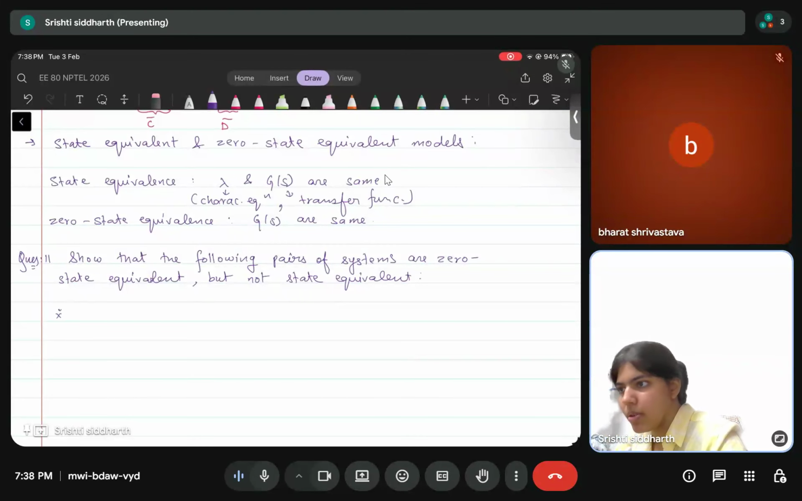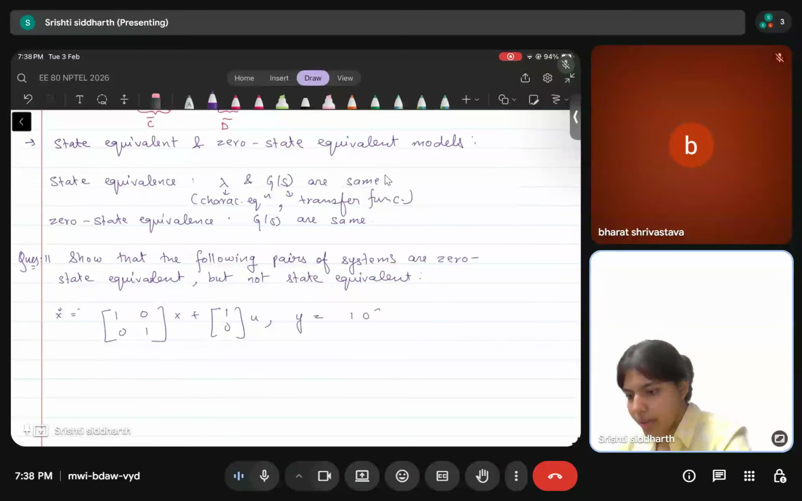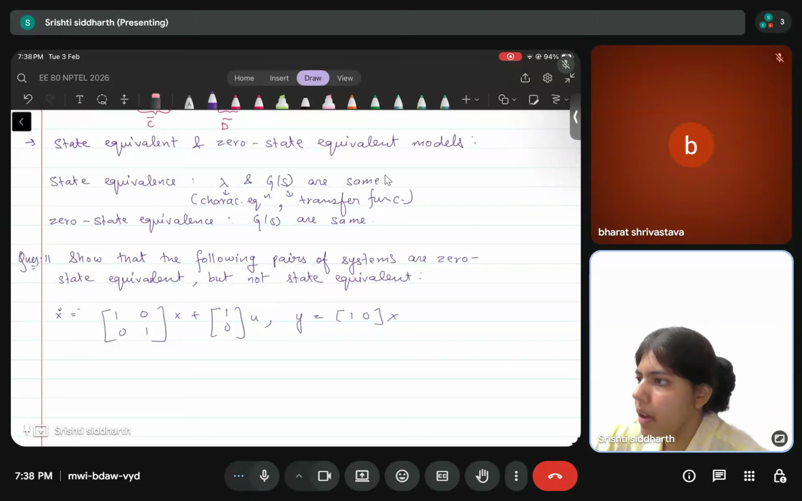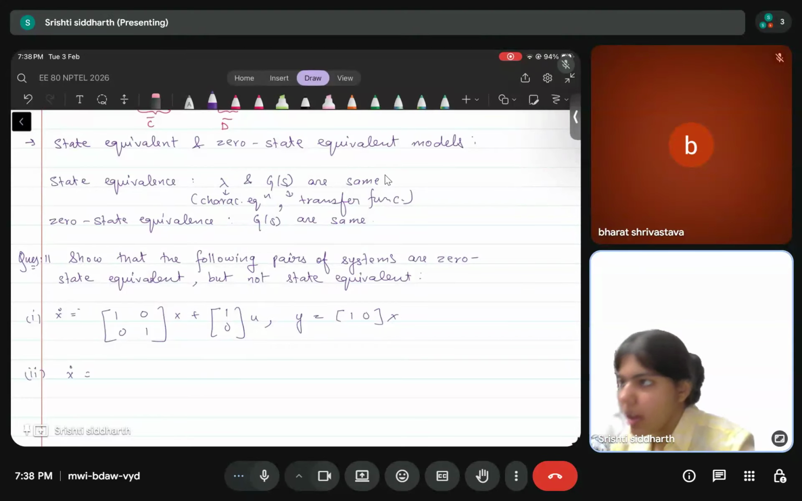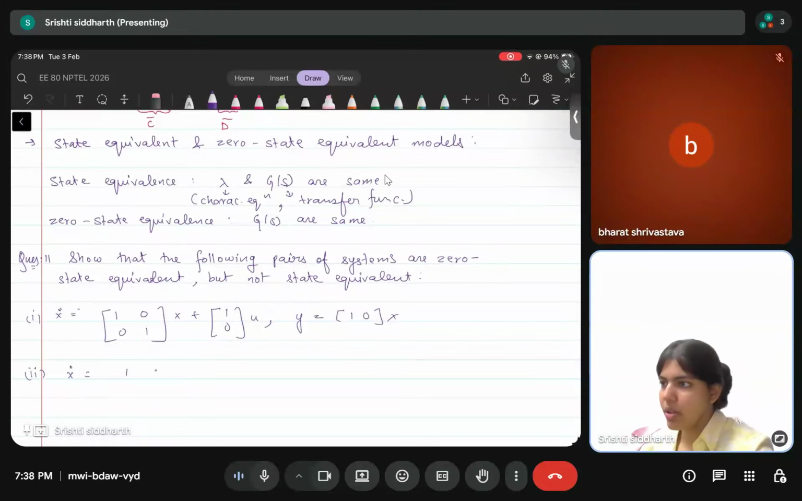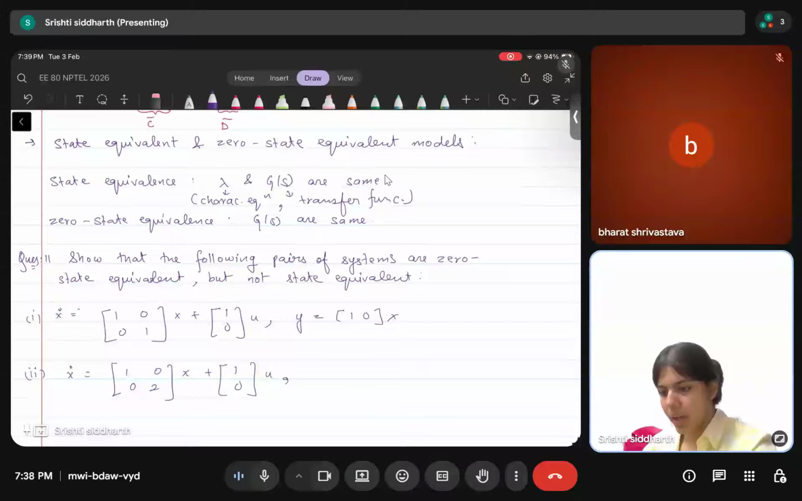Okay, so the first system is x dot equals [1 0; 0 1] x plus [1; 0] u, y is [1 0] x. And the second system is x dot equals [1 0; 0 2] x plus [1; 0] u and y equals [1 0] x.